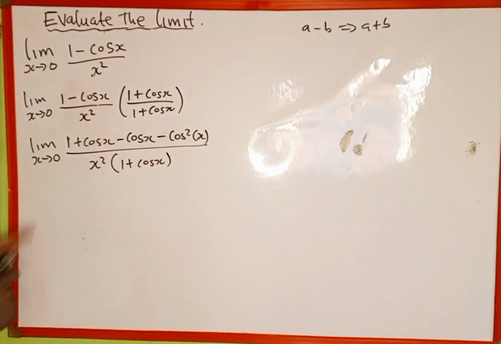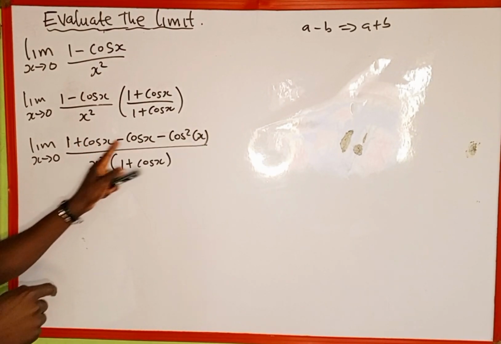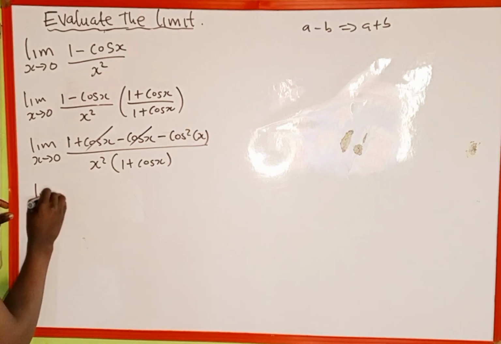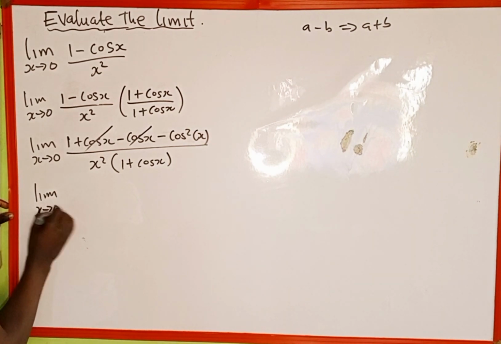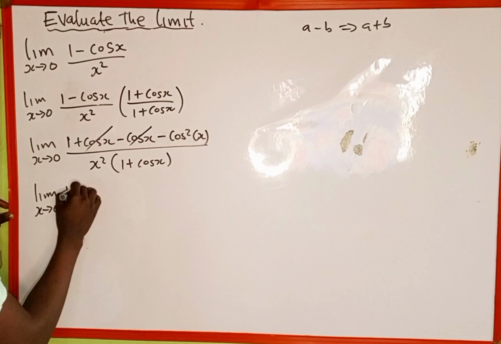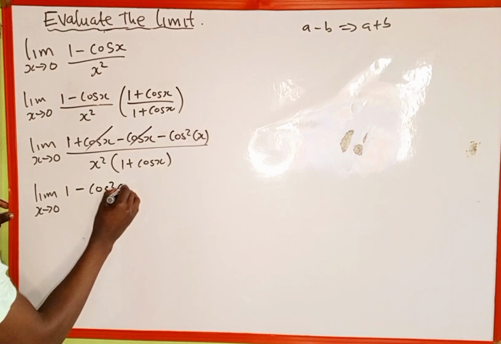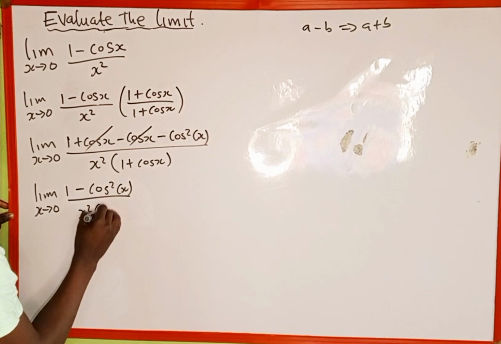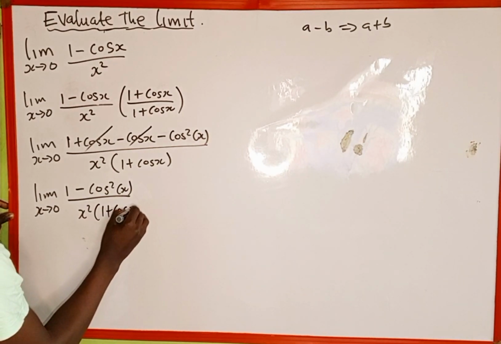So the next thing we are going to do, as you can see here, this is positive cosine x and this is negative cosine x. So this is going to cancel this. We are going to have limit as x approaches 0, 1 minus cos square x, then everything all over x to power 2, then 1 plus cosine x.